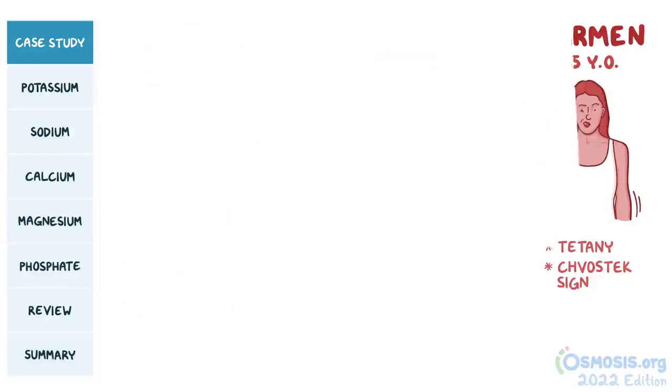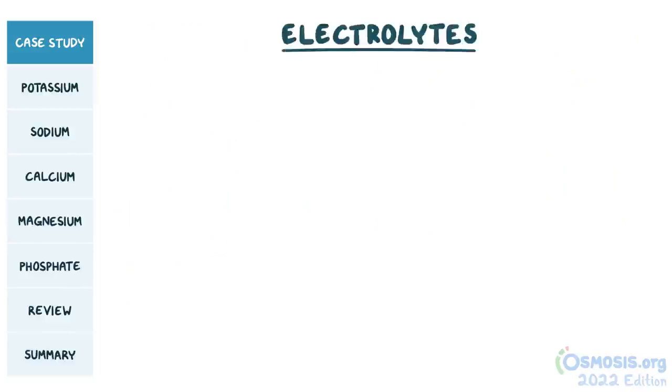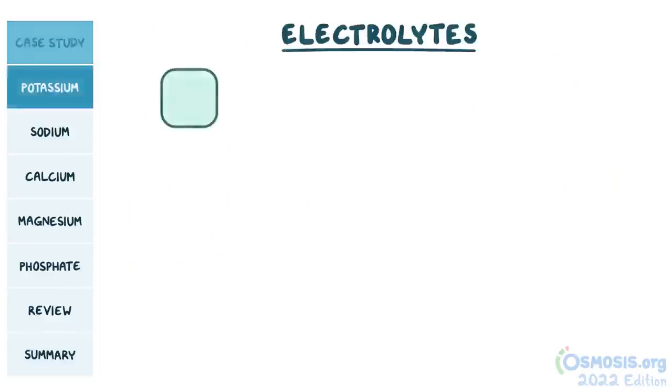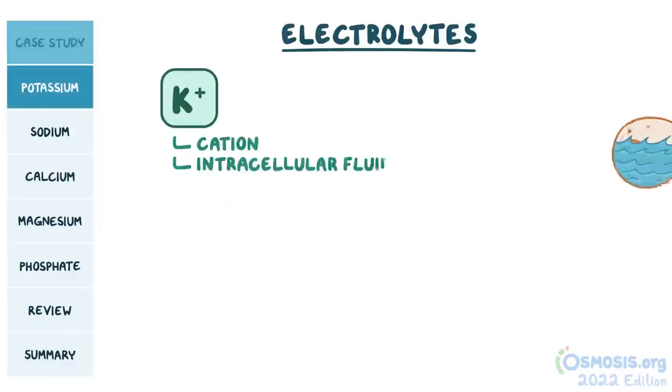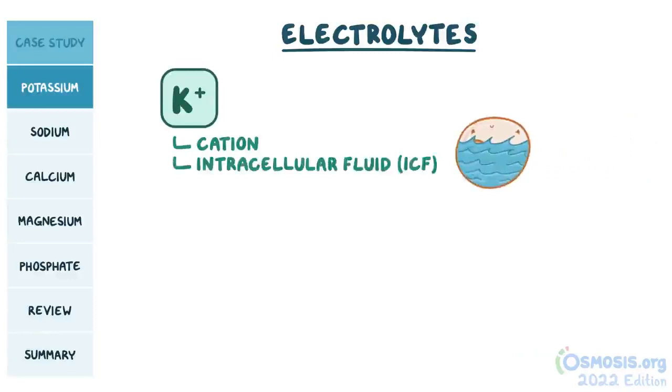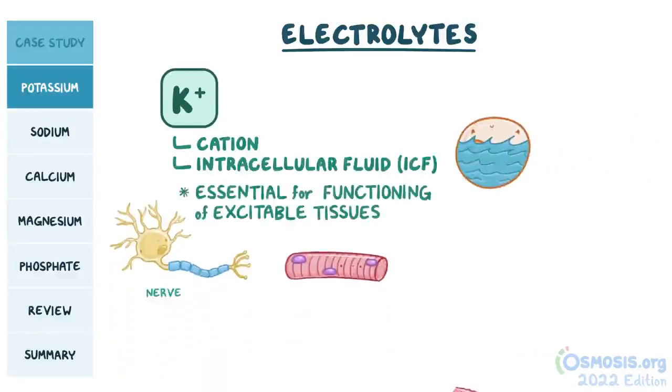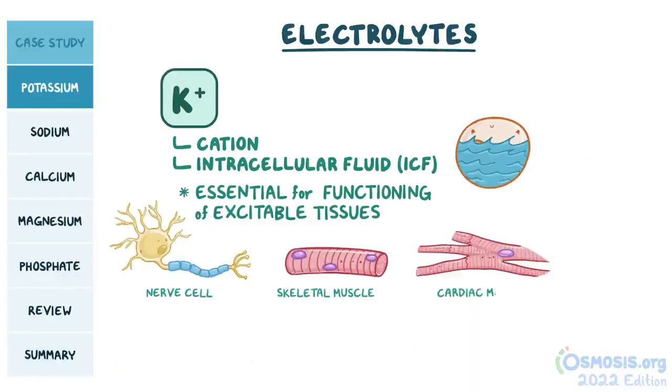Okay, now let's start talking about electrolytes and what happens when their levels are either too high or too low. Let's begin with potassium, which is a cation that's mostly in the intracellular fluid, or ICF for short. It's essential for the normal functioning of excitable tissues, such as nerves and muscles, including the cardiac muscle, and also maintains the resting membrane potential.